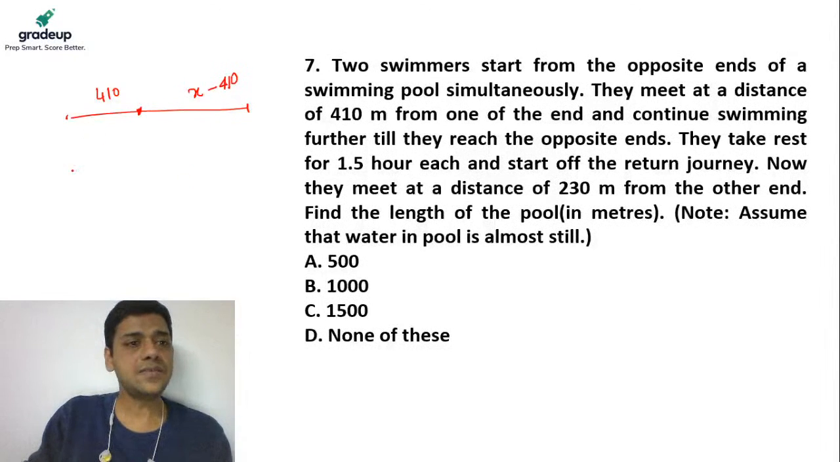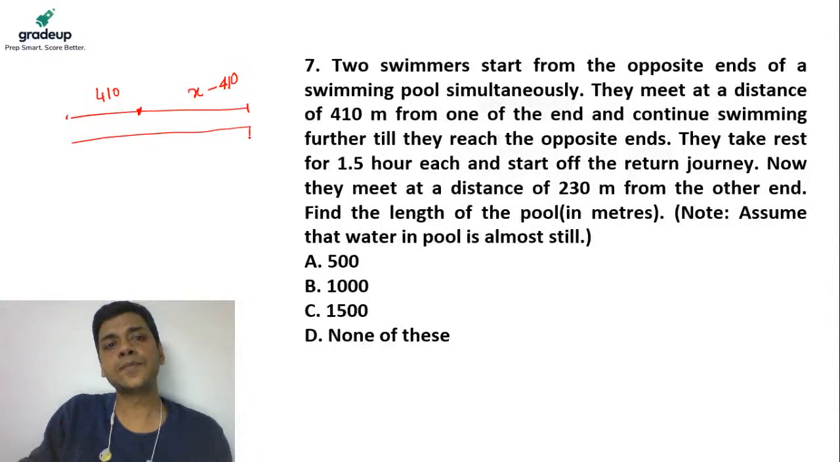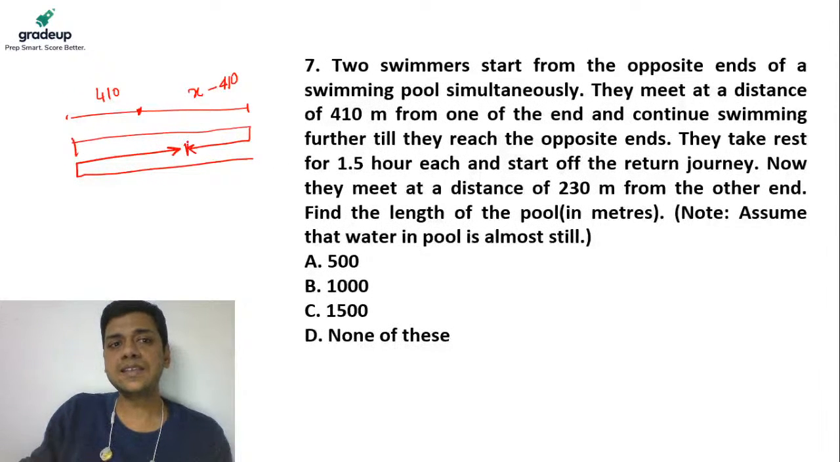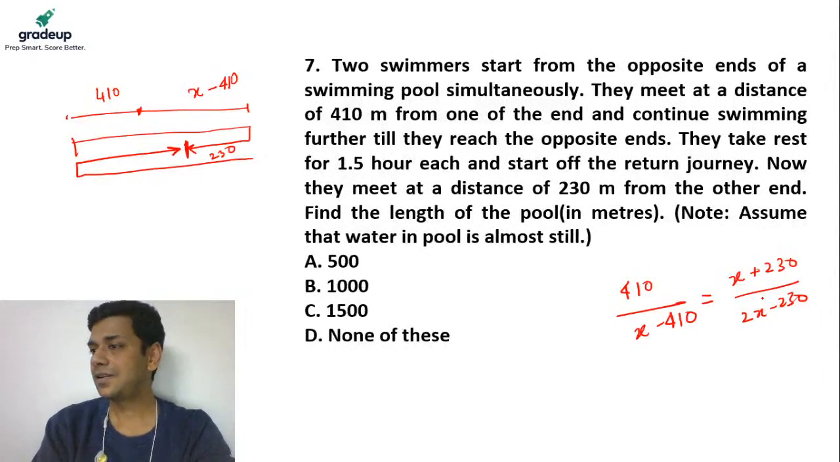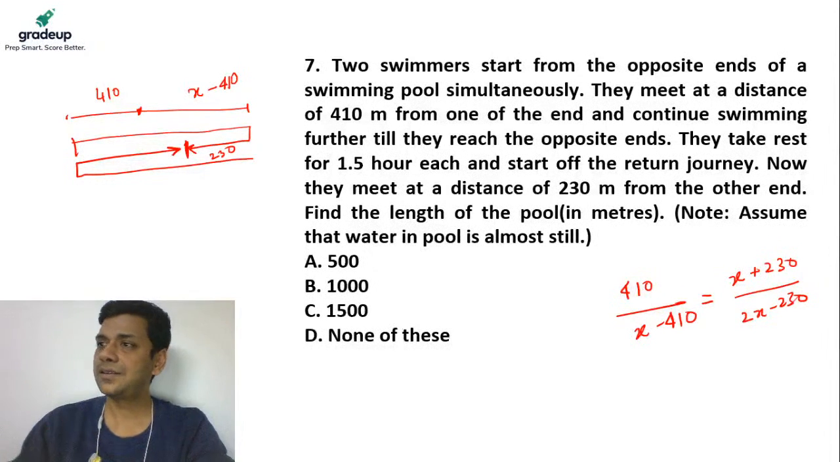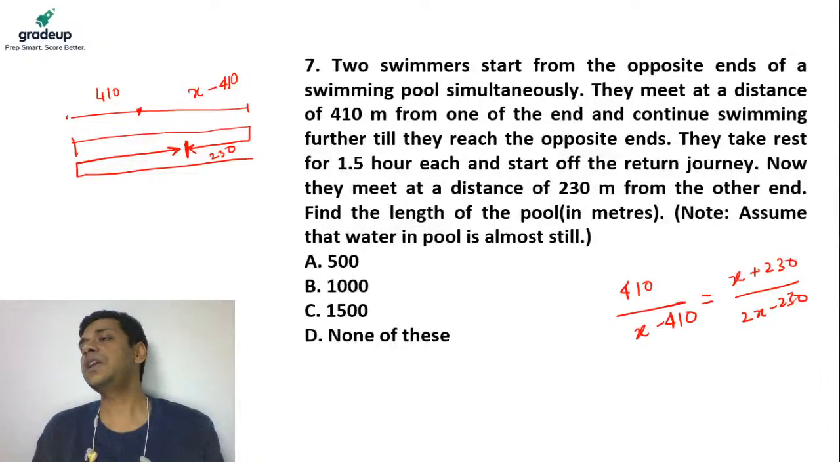Yes. Now the second time, what will happen? This person will go to the other end and come back, and the first person will go to the other end and will come to this position. And this distance is how much? This distance is 230 meters. So can I say the ratio of speed is 410 upon x minus 410, which should be the same as x plus 230 upon 2x minus 230? Because the ratio of speed does not change.